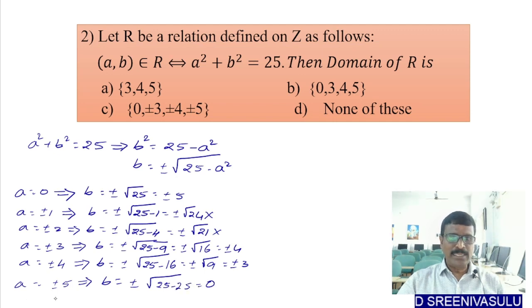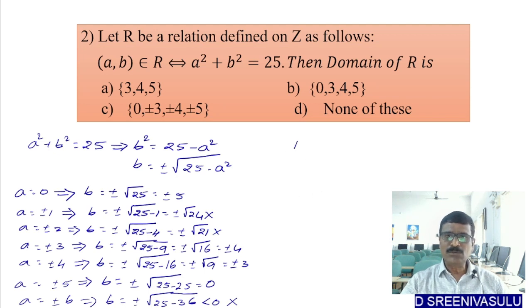Now you take a is equal to plus or minus 6. Then b is equal to plus or minus root of 25 minus 36. 25 minus 36 is a negative number. Negative number means less than 0. Less than 0 means it is not an integer. Then what is R equal to?